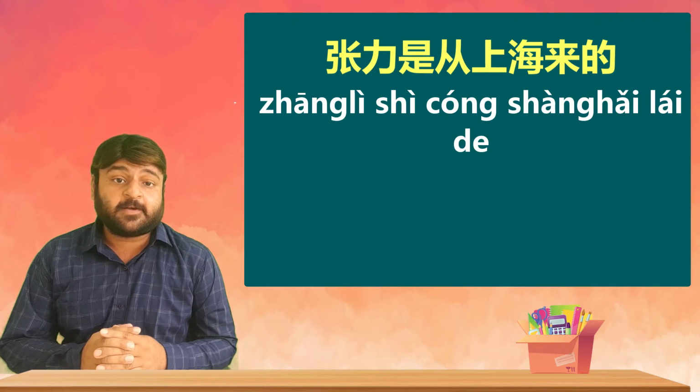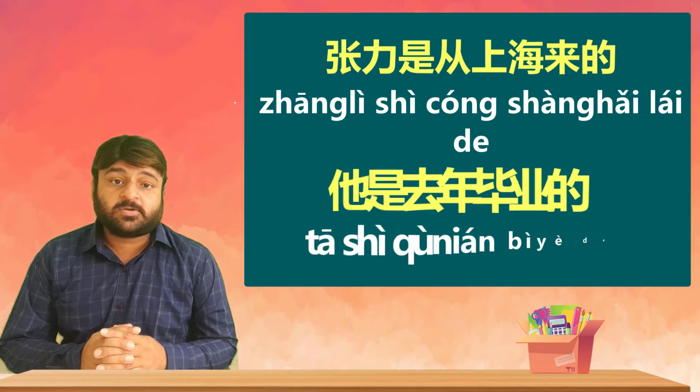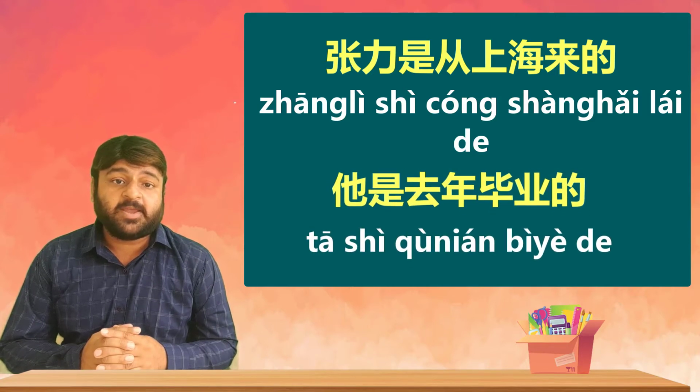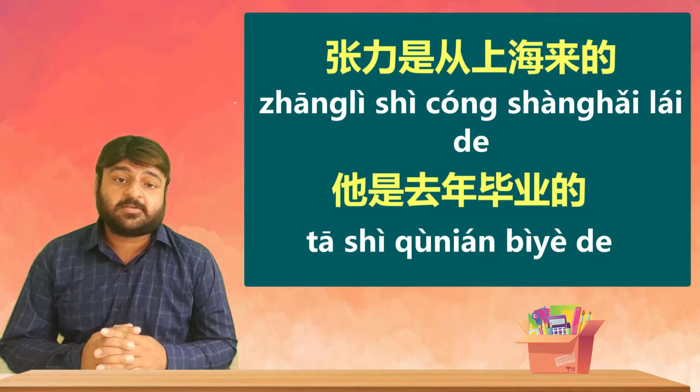Notice this sentence is a past tense sentence. However, we have not used le to make this sentence past. Instead, we have used the 是...的 construction. Similarly, if we look at the second sentence in the box, 他是去年毕业的. He graduated last year. This again is a past tense sentence. However, we again have not used le to make this sentence past. Instead, we have used the 是...的 construction.